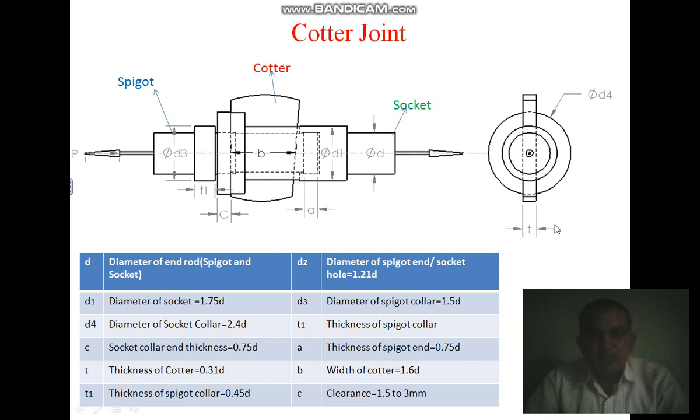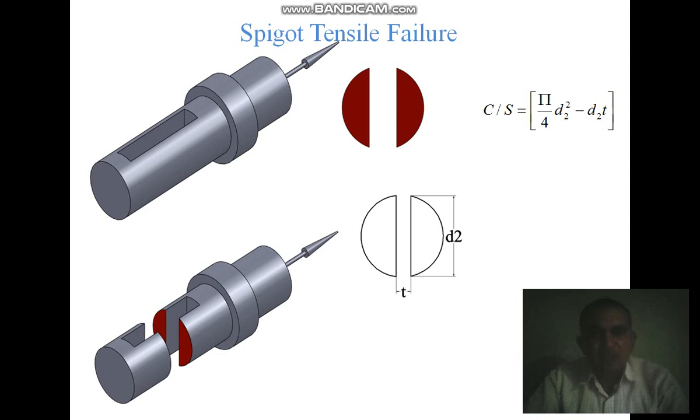Based on these notations and nomenclature, our aim is to find the typical cross sections where these elements fail. After this assembly we apply some external force, with the notation P, and based on that P our aim is to find the area where it fails. Starting with the spigot, this is the free body diagram of the spigot.